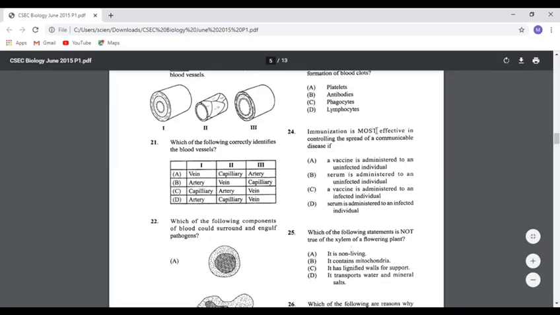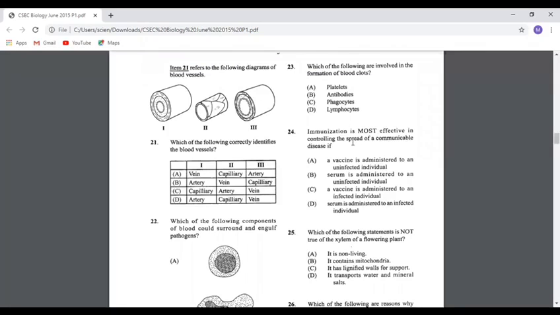24. Immunization is most effective in controlling the spread of a communicable disease if A, a vaccine is administered to an uninfected individual, B, a serum is administered to an uninfected individual, C, a vaccine is administered to an infected individual, D, a serum is administered to an infected individual. So usually if I get a question like this, I normally read over the question and go back through the responses if I was not sure of the answer.